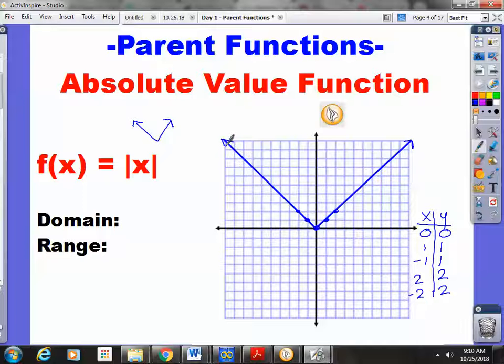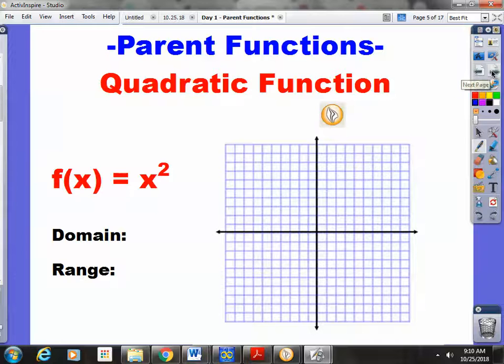The last parent function is called the quadratic function, and we did graph these in Algebra 1. What should the shape of a quadratic function be? Can I say it? Very good, Maddie. It's a parabola. That graph should be a U shape. I don't want you just to rough sketch this thing. I need you to draw a t-chart and actually pick values. I want exact points. So if I put 0 in for x, 0 squared is going to be 0. If I put 1 in for x, 1 squared is going to be 1.